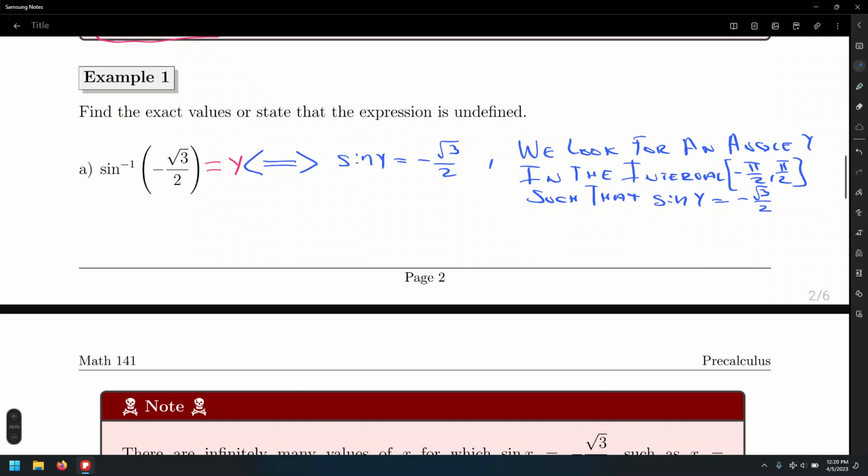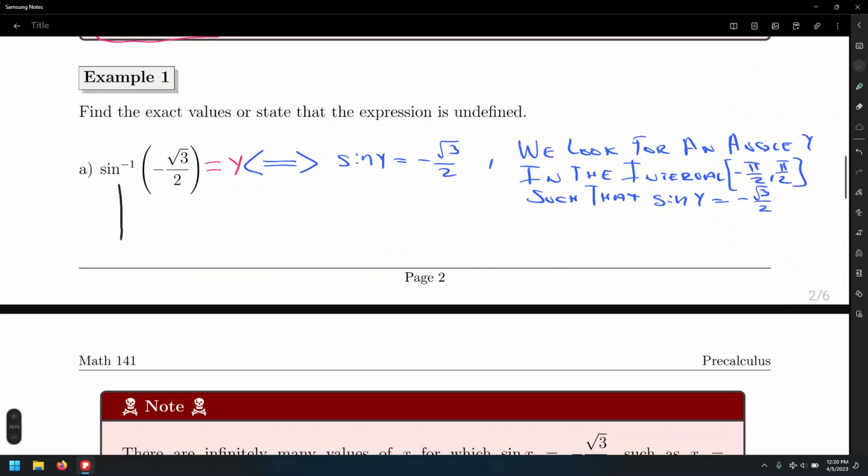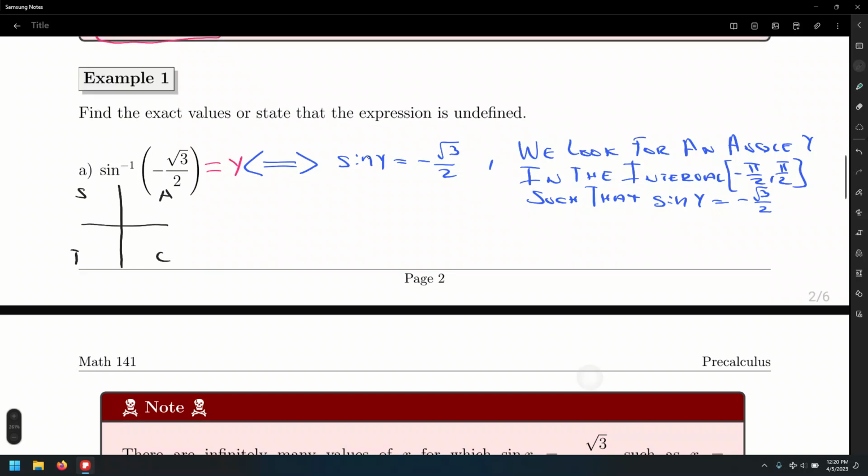Negative root of 3 over 2, and that's also negative. So how about we draw a Cartesian plane? Of course, it will be very helpful to have one of those. And one thing to keep in mind, remember: all students take calculus. How about we label that ASTC? In this case, one thing to notice is that we're looking for sine to be a negative value. So there are two quadrants where the sine function is negative. What are those two quadrants?